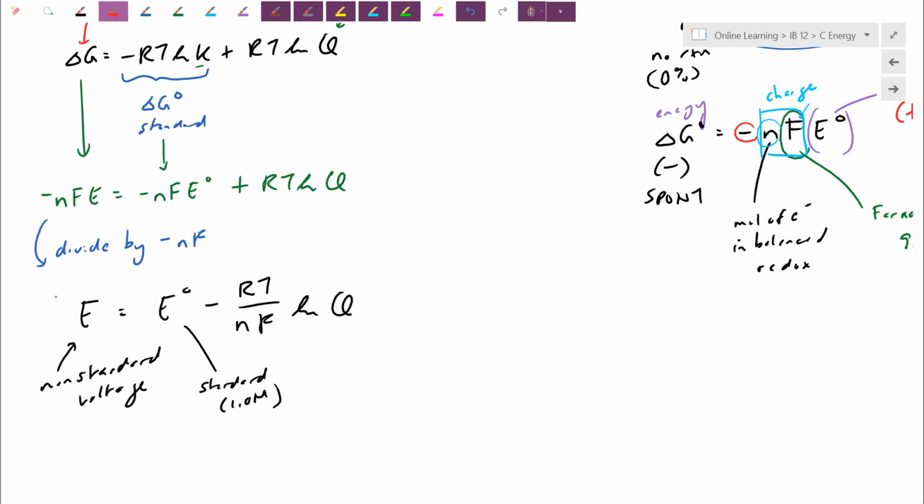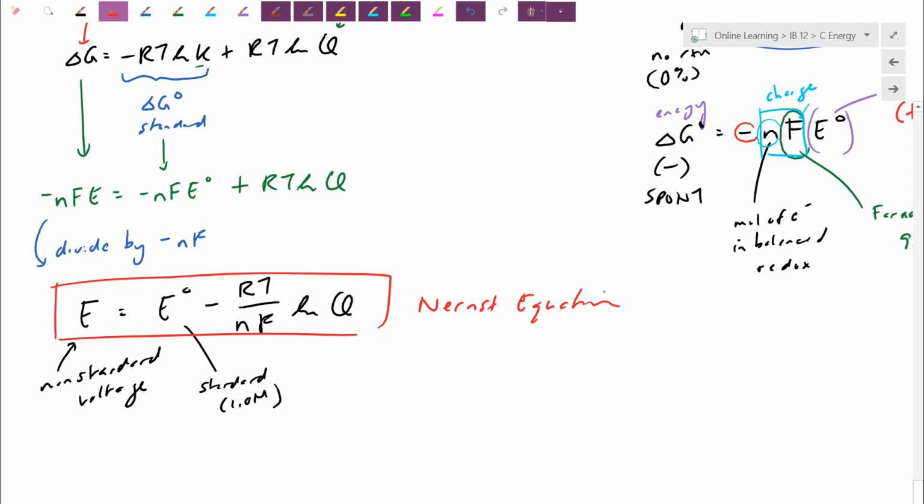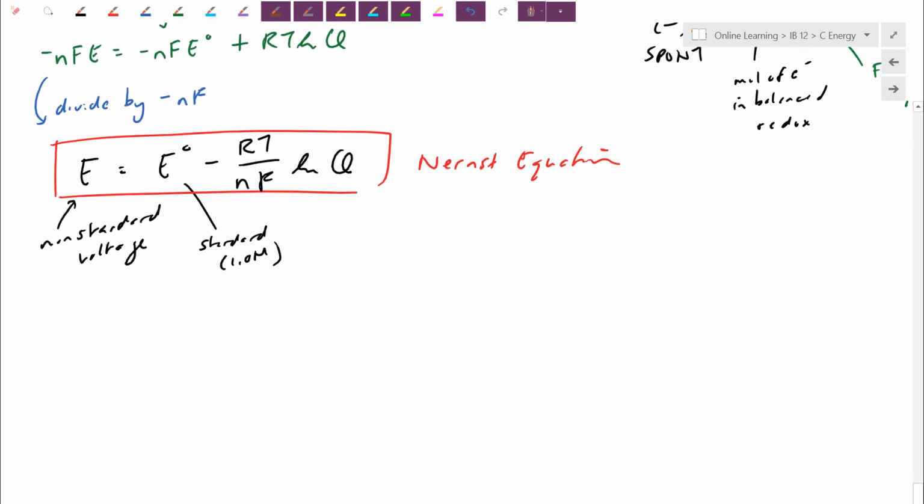You don't need to do that derivation ever again, but we give this equation a new name. We call it the Nernst equation. Essentially, the Nernst equation is a way to mathematically compare the standard voltage that we get from our table versus the voltage at any point. We defined a lot of these terms here. R is the gas constant, which I said earlier is 8.31. The temperature is the absolute temperature, usually 25 degrees, or 298 Kelvin.